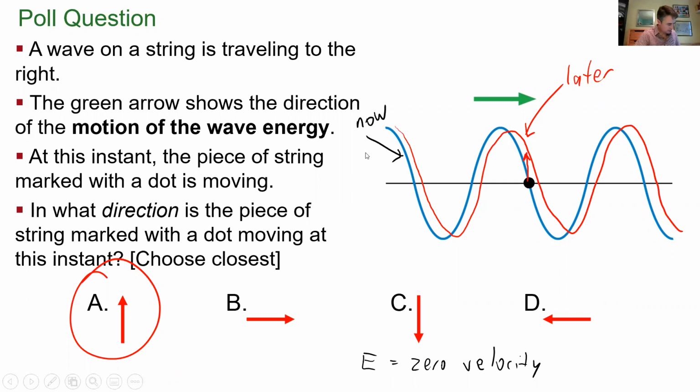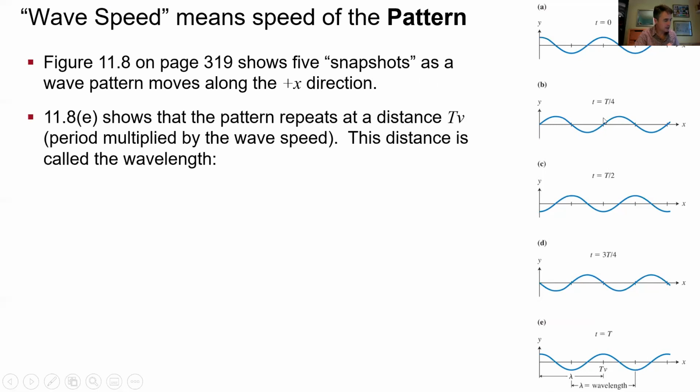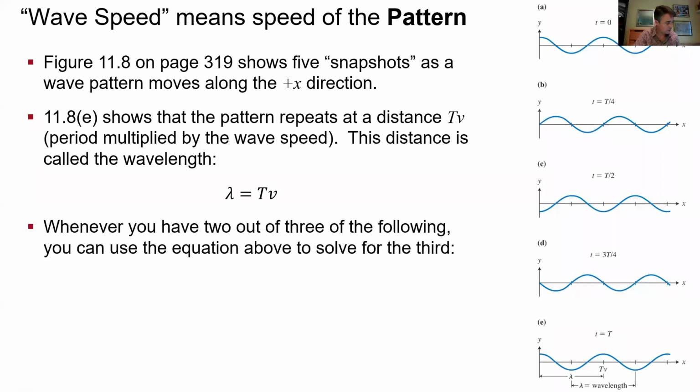So just to sum up, next slide here. Wave speed means the speed of the pattern. If you look at figure 11.8 on page 319, it shows 5 snapshots as a wave pattern moves from left to right in the plus x direction. So E here is showing that the pattern repeats at a distance T times v. And this distance is called the wavelength. So there's that equation I tried to write before: lambda equals T times v.